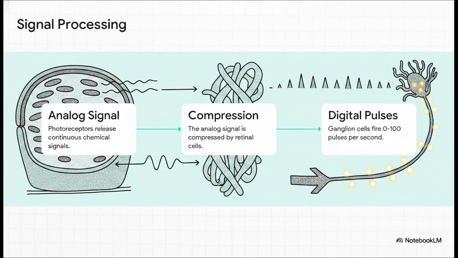The photoreceptors absorb the light and pump out an analog signal, a continuous chemical flow. But the brain only speaks digital. So the retina compresses that analog signal and hands it off to the ganglion cells at the front. These ganglion cells take it and fire off digital electrical pulses spiking anywhere from 0 to 100 times per second, shooting straight down the optic nerve. Boom! Light is now officially biological data.